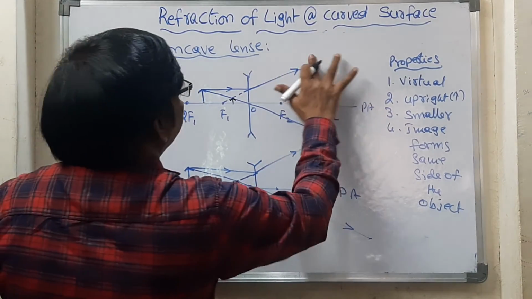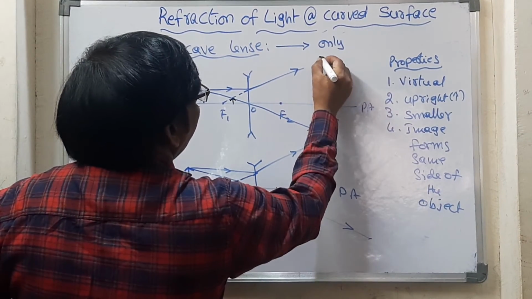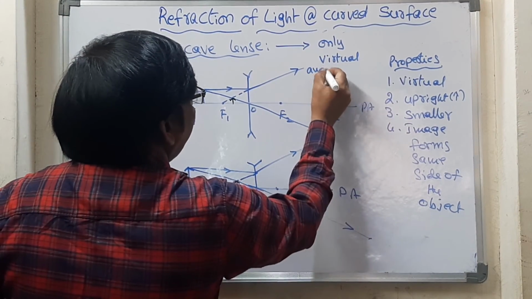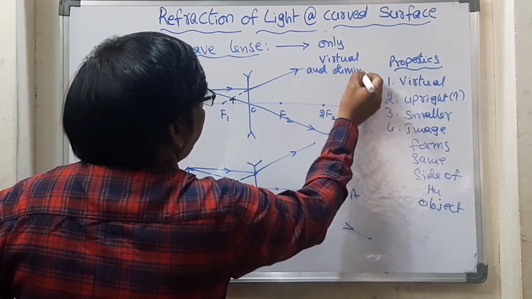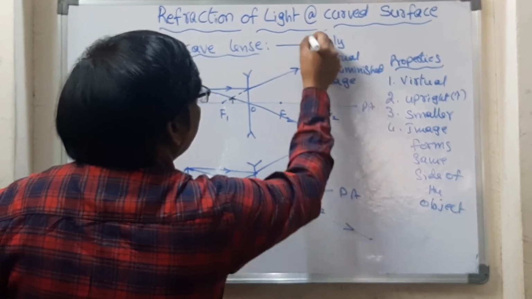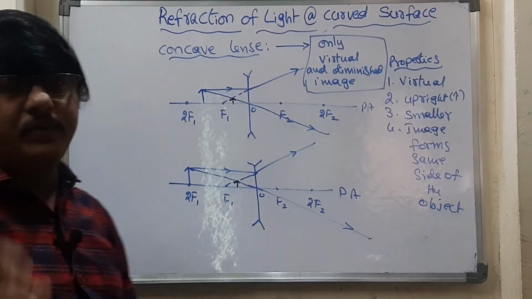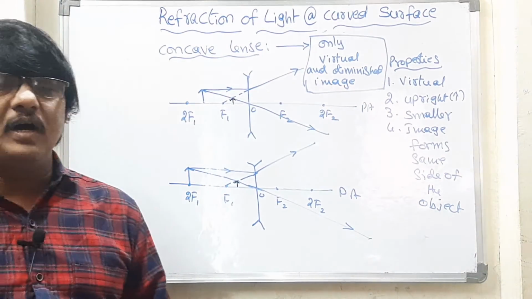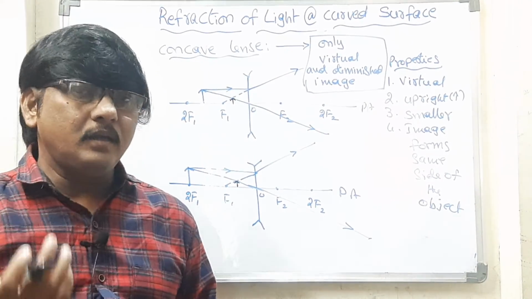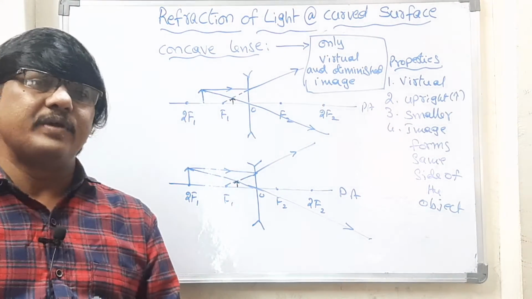The conclusion is: a concave lens can produce only a virtual and diminished image. Did you get it? Only virtual and a diminished image from a concave lens. Whereas a convex lens can form both real and virtual images, equal to the size of the object, larger than the size of the object, and smaller than the size of the object.